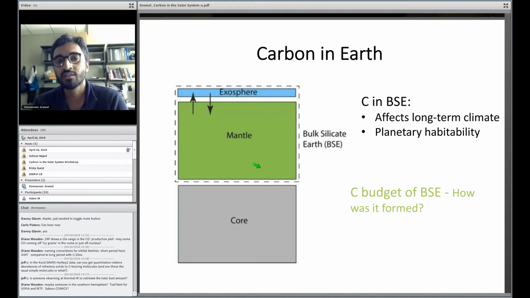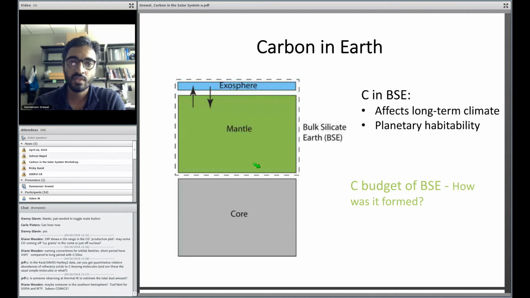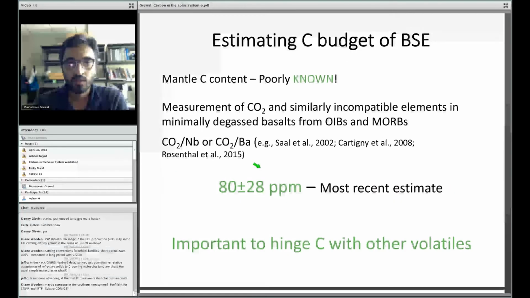Over short time scales of thousands or millions of years, carbon cycling and carbon exchange between the exosphere reservoirs controls the long-term climate and the habitability of our planet. But over longer time scales of billions of years, there's a carbon exchange that takes place between the mantle and the exosphere and has a primary control on the long-term habitability of our planet. Due to this exchange between the mantle and the exosphere reservoirs, I've clubbed both of these reservoirs together, known as the bulk silicate Earth. So I'm going to look at the abundance of carbon in the bulk silicate Earth and see how it was formed.